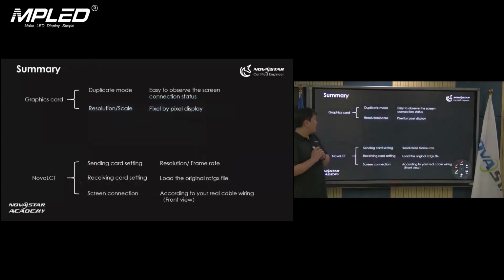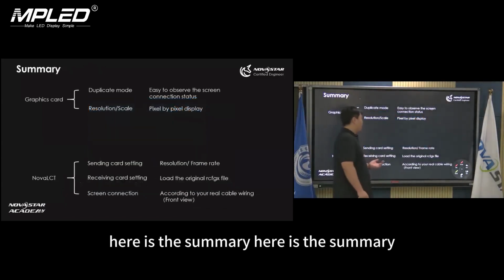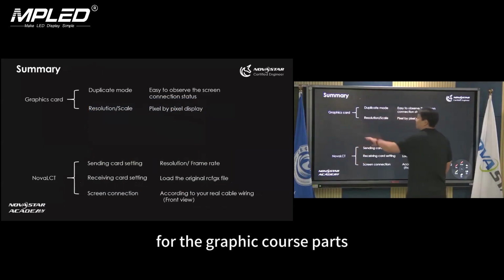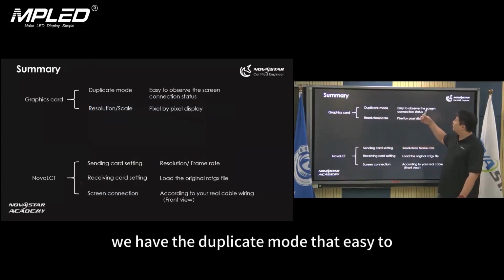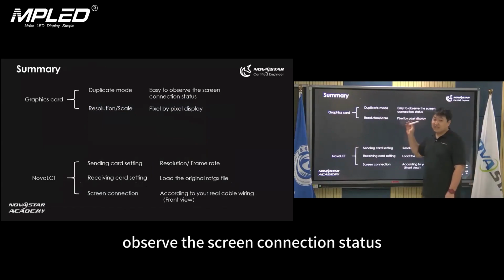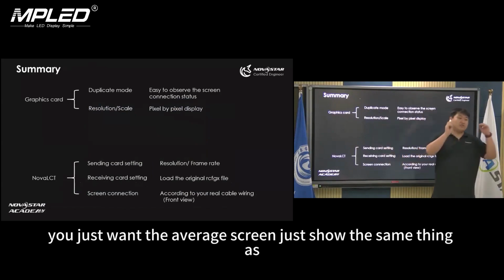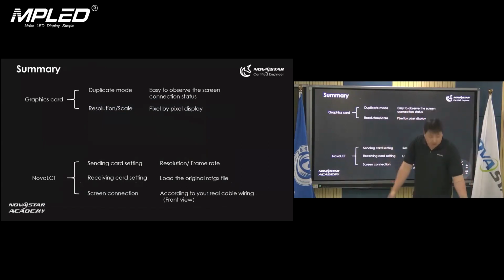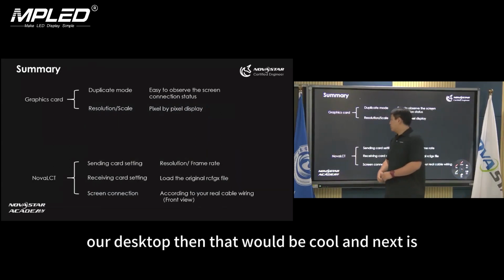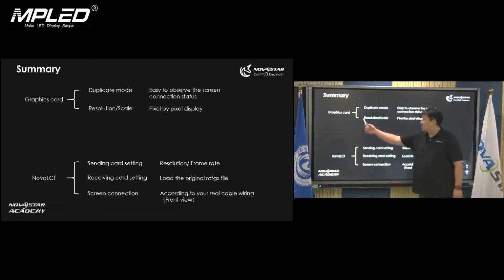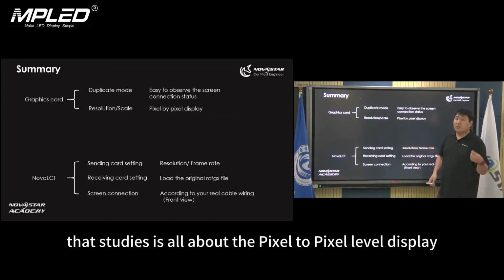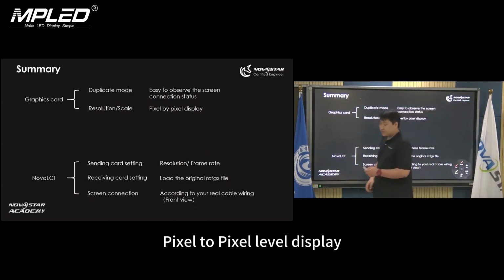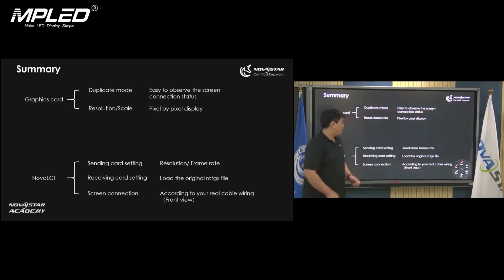Well, here is the summary. For the graphics card part, we have the duplicate mode, just easy to observe the screen connection status. If you want every screen to show the same thing as our desktop, then that would be cool. And next is the resolution or scale. That setting is all about the pixel to pixel level display.